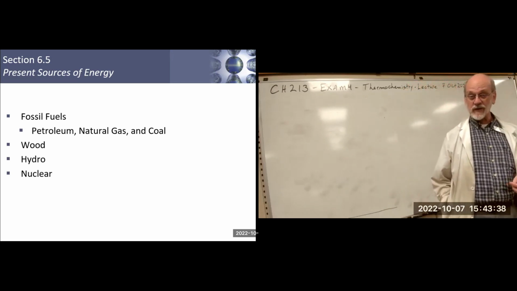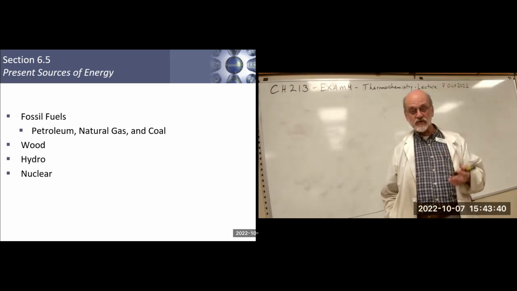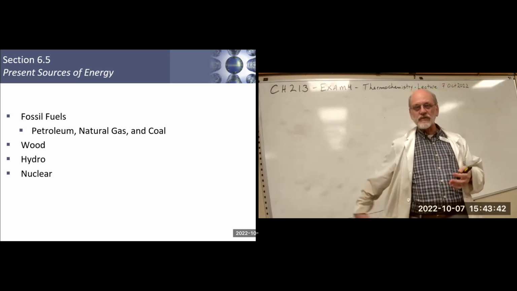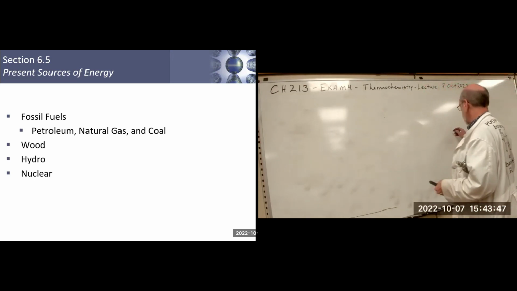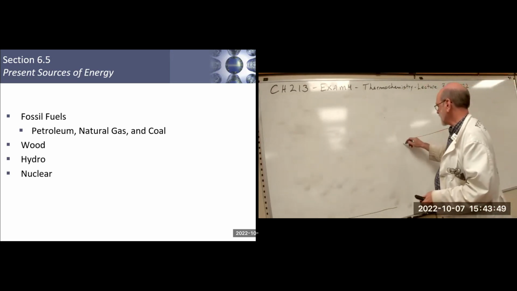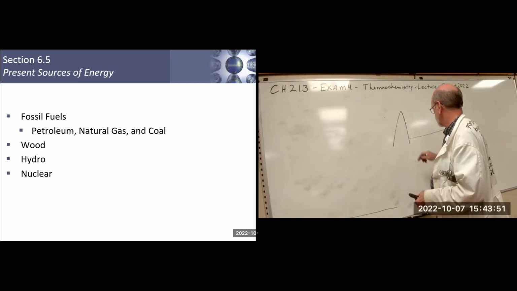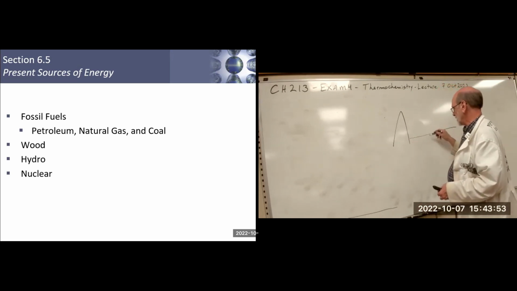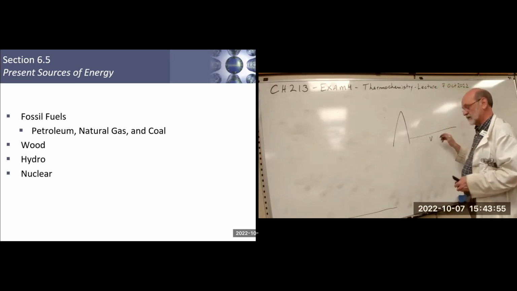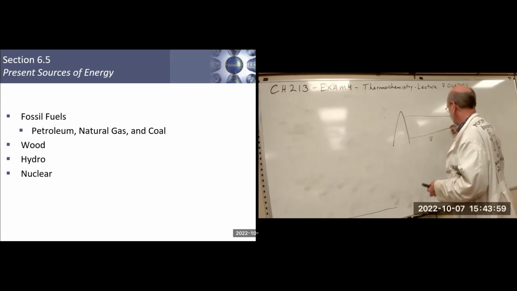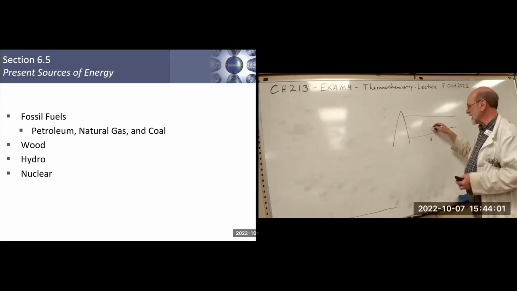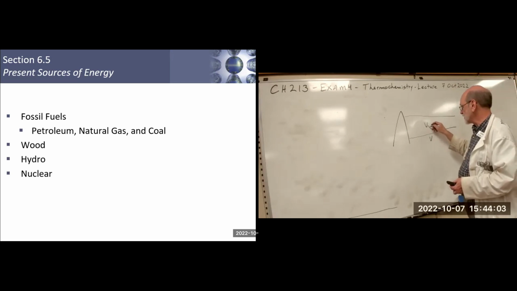The other problem with hydroelectric is when you build a dam on a stream, what happens to the water? Well, here's your stream, the water's coming in, and you build this dam, right? And the water backs up. It's flowing at a certain rate before you put the dam in. Now you start filling it up, and as the water flows in, it slows down. So this velocity is much less than this velocity.